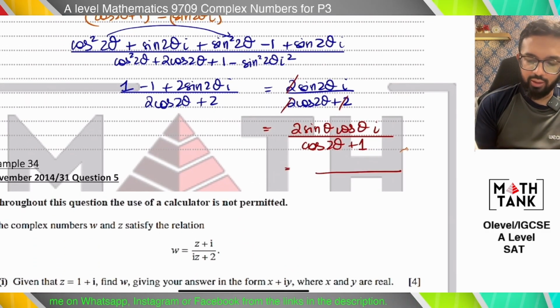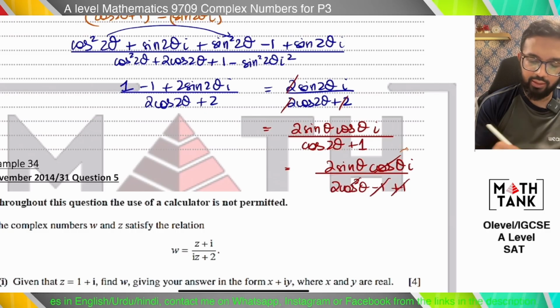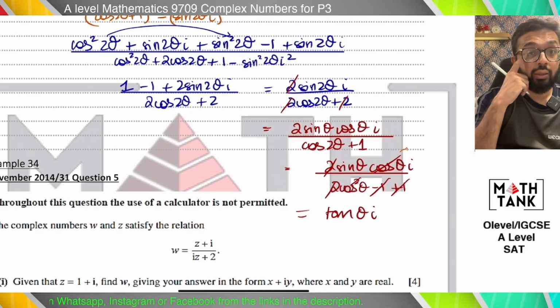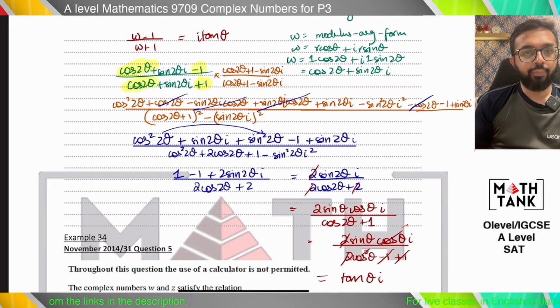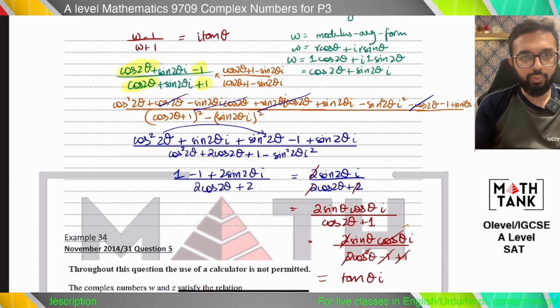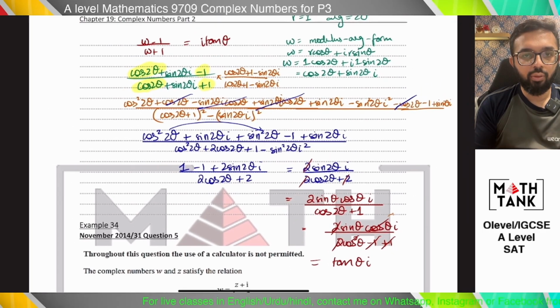Then in the denominator, how do you cancel out 1? You use the identity 2 cos square theta minus 1. That's plus 1. So 2 sine theta cos theta. I think that is working out. Cos theta cancels out cos theta, 2 cancels out with 2, and tan theta equals i. That is the correct solution for this. It's a long solution, and sort of a hectic one as well. So make sure that you understand this before you go on.